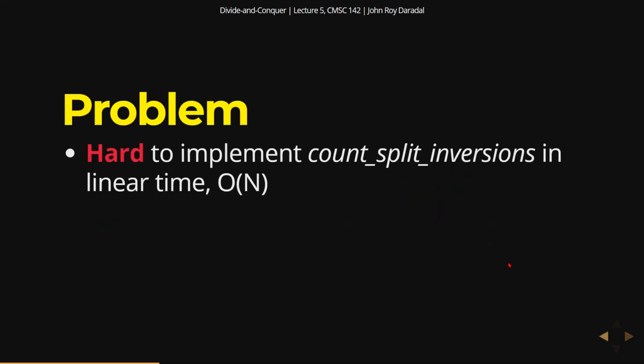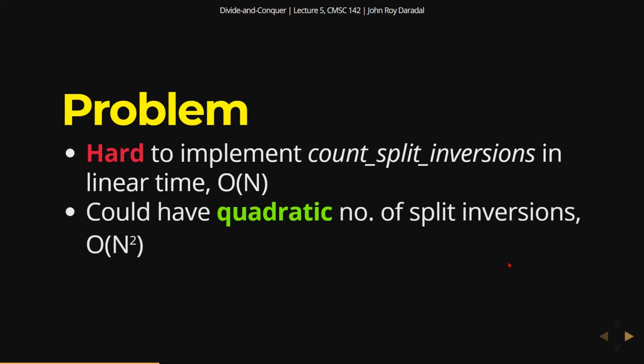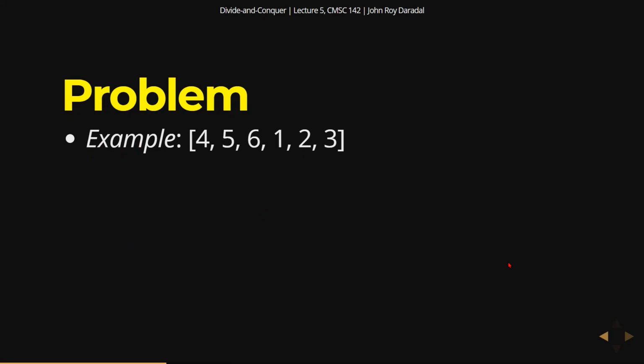The problem is it's hard to implement count split inversions in linear time, O of n, because as we saw earlier, there could be a quadratic number of split inversions. It could be n squared, right? Remember earlier when we had 6 items in the array, but there were 15 inversions, right? So it could be quadratic, n squared. So for example here, 4, 5, 6, 1, 2, 3.